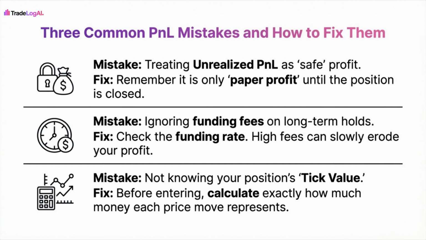Mistake number 3. Not knowing your position's tick value, how much each price move is worth. Before you enter, calculate exactly what a 0.1%, 0.5%, or 1% move means in dollars for your position size. If you avoid these 3 mistakes, your PnL tracking becomes more accurate, and your risk control gets much tighter.